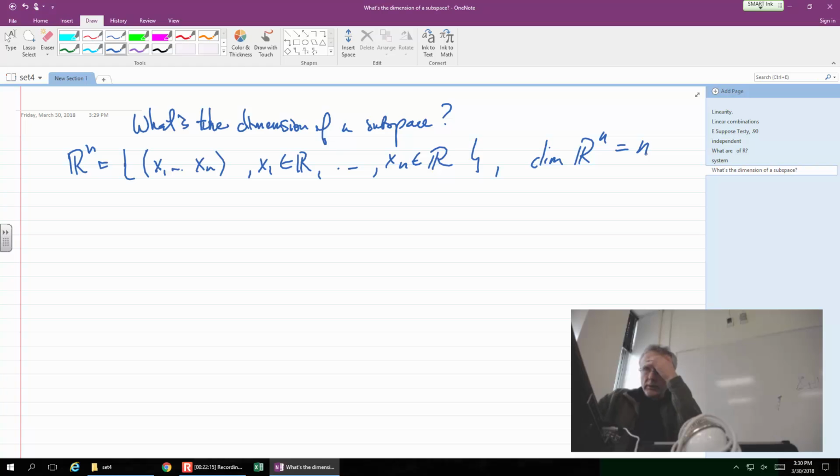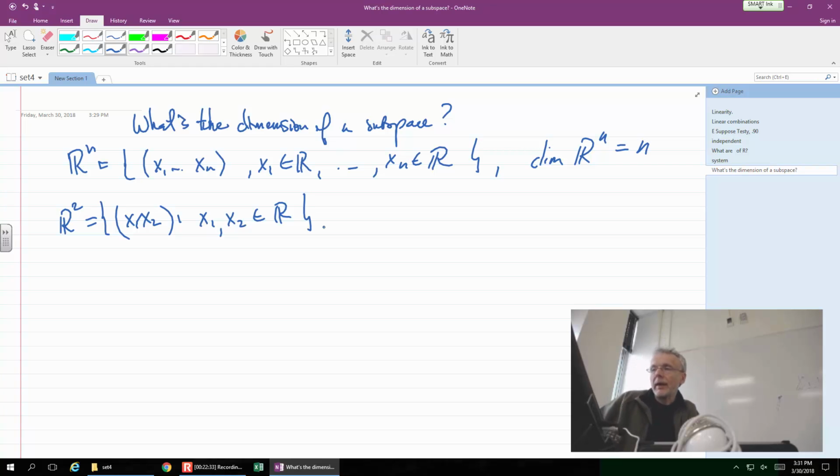Let's just take a lower dimension. R2 is just pairs x1, x2, where x1, x2 are real numbers. But what if we think in terms of vectors? Let me fix this. I do prefer now, for this particular example, to look at these as vectors. So we are studying vectors, we're not studying points.